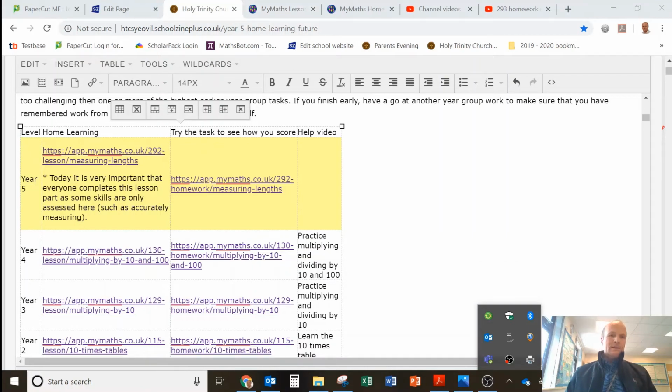Today's task is about measuring lengths, and for today more so than other days it's really important that you do the lesson part of it as well as the homework part where you see your score. In the lesson part there are some skills that are practiced that aren't practiced anywhere else, such as measuring lengths and also combining lengths like meters and centimeters.